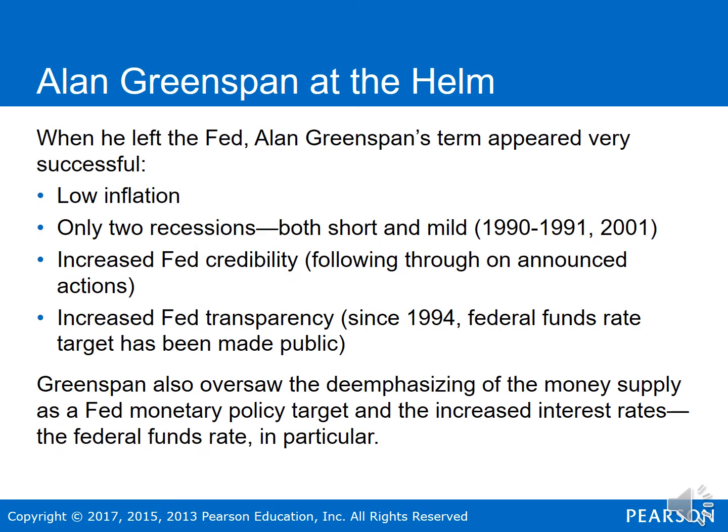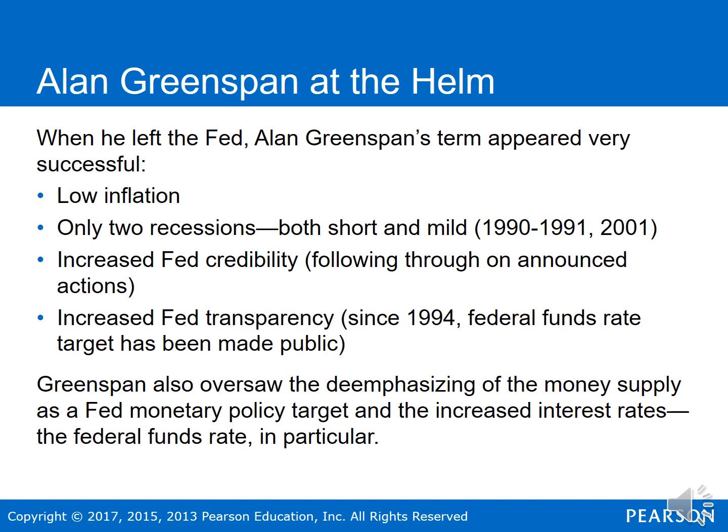So with the maestro at the helm, Alan Greenspan appeared very successful as chair of the Federal Reserve, especially when he ended his tenure at the Fed. So we had low inflation throughout his tenure, as I mentioned. Only 2 recessions. They were both short and mild, so in the very early 90s and the dot-com bubble in 2001. Increased the Fed's credibility. They followed through on their announced policy actions and basically continued Volcker's commitment to keeping inflation low and stable, which had not been the case for the previous 20 or so years.